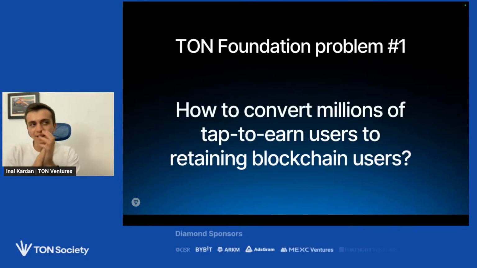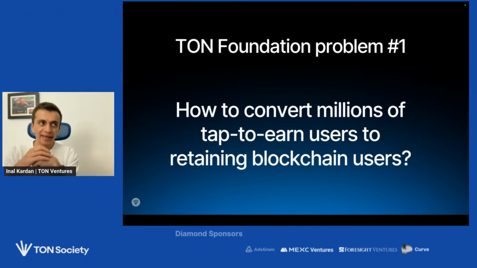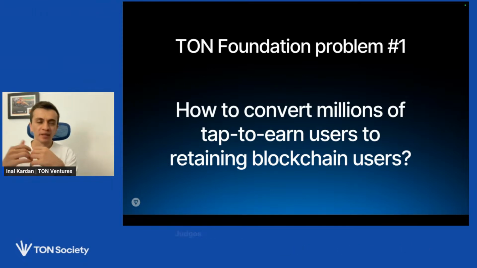And those two are like goals. This is the problem that we actually from the Ton Venture side see right now: how to convert millions of tap to earn users to retaining blockchain users. It means that they should constantly use blockchain. I mean, they should repeatedly use blockchain. I don't know, once per week, once per month, doesn't matter. But they have to keep using Ton blockchain in the long run. So this is the problem that also should be solved.